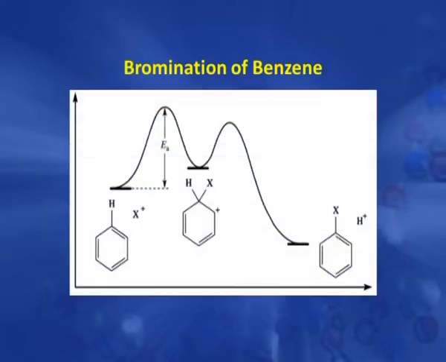Now, this is the energy profile diagram. It is the same. First, this benzene ring and this halonium ion react to give the intermediate carbocation, and then this intermediate carbocation gives the substituted benzene ring.